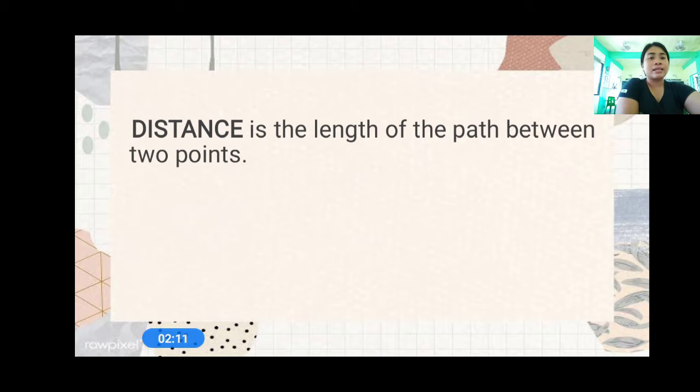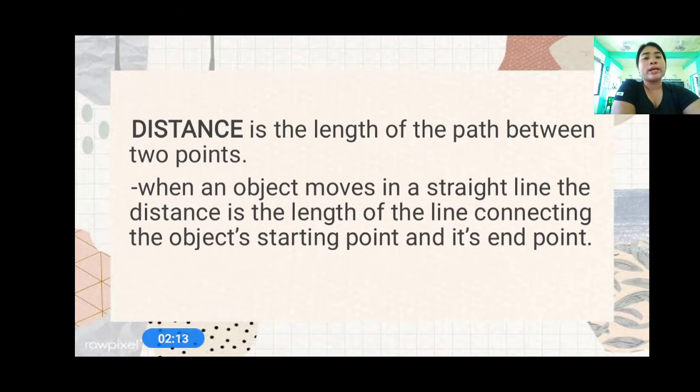That is distance. Now, when an object moves in a straight line, the distance is the length of the line connecting the object's starting point and its ending point. So, the distance is the length of the line connecting from the starting point to the ending point. Remember that distance is the length between 2 points, the starting point and the end point. Do you understand? Okay, very good.